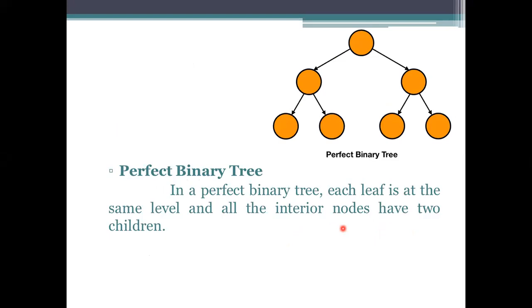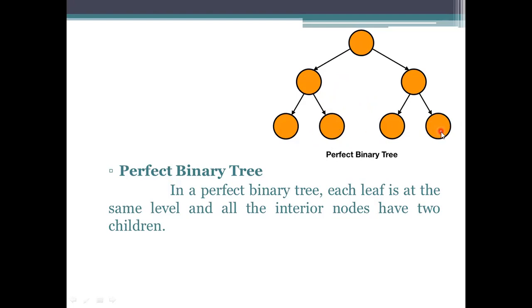Coming to the next one, the perfect binary tree. Perfect binary tree means each and every node at a level will have two children, and the leaves will be at the same level. Leaves means no subchild. And then the interior nodes will have two children. So each and every node other than the leaf nodes will have two subchildren. The leaves have to be in the same level.